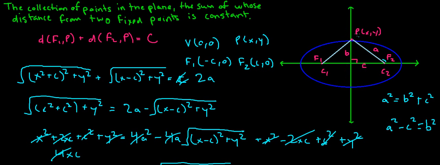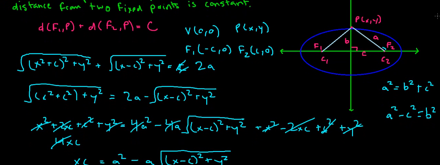But yeah, this is for an ellipse with a major axis along the x-axis. If this were an ellipse with a major axis along the y-axis, then it should be pretty obvious what happens. Instead of the focus being at c, 0, it would be 0, c.